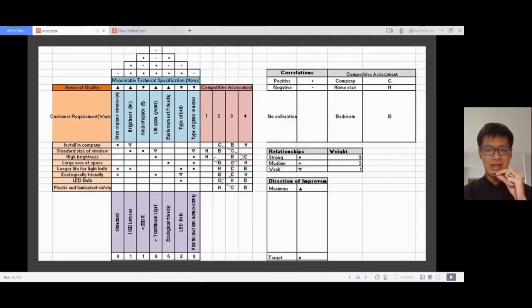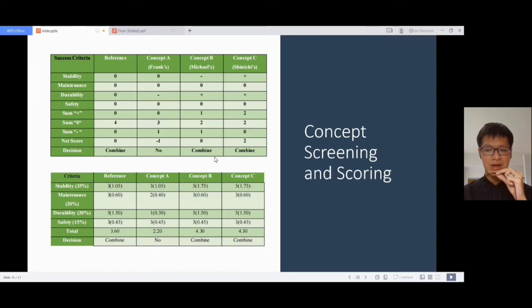This is the house of quality that we did from our survey. And here are the concept screening and scoring that we did.